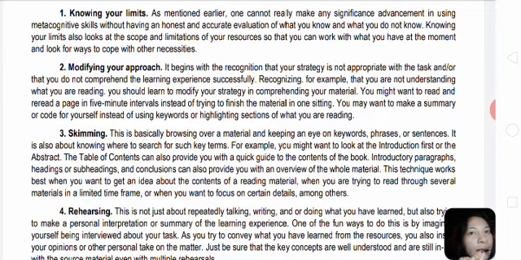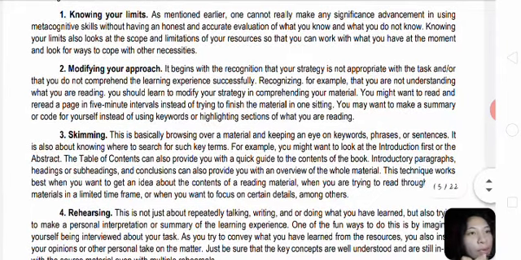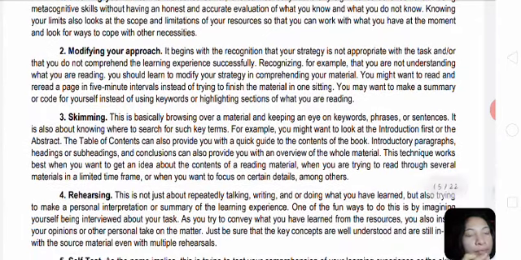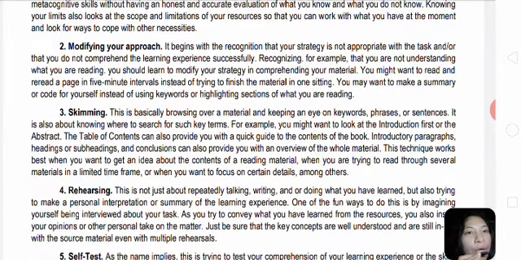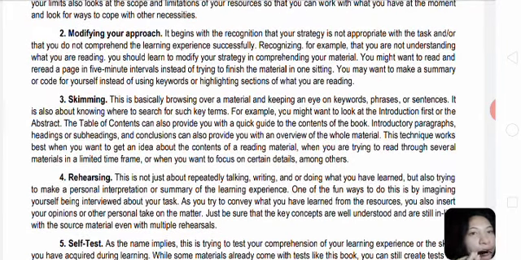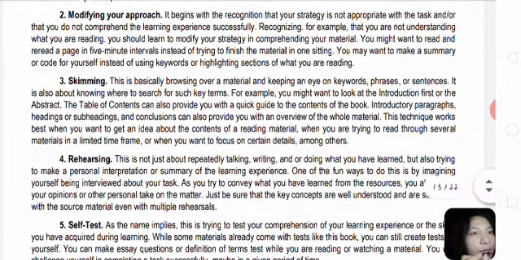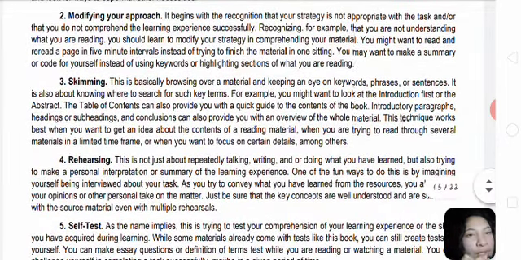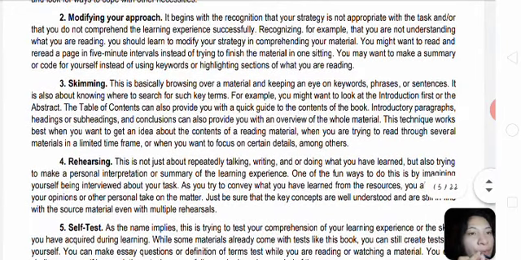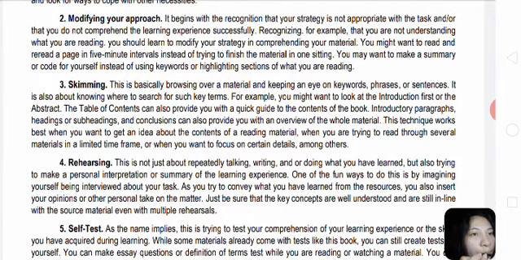You may want to make a summary or code for yourself instead of using keywords or highlighting sections of what you are reading. Skimming. This is basically browsing over a material and keeping an eye on keywords, phrases, or sentences. It is also about knowing where to search for key terms. For example, you might want to look at the introduction first or the abstract. The table of contents can also provide you with a quick guide to the contents of the book.